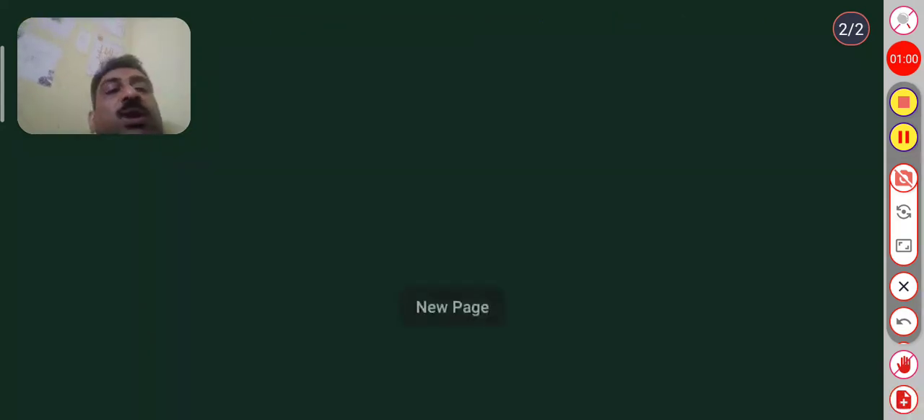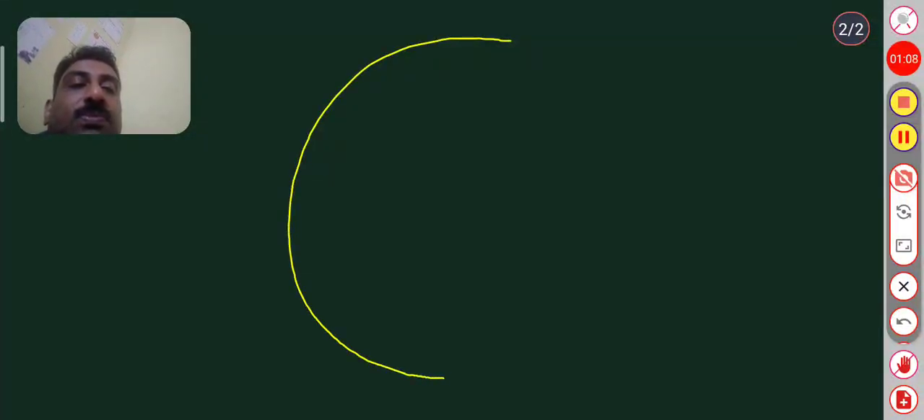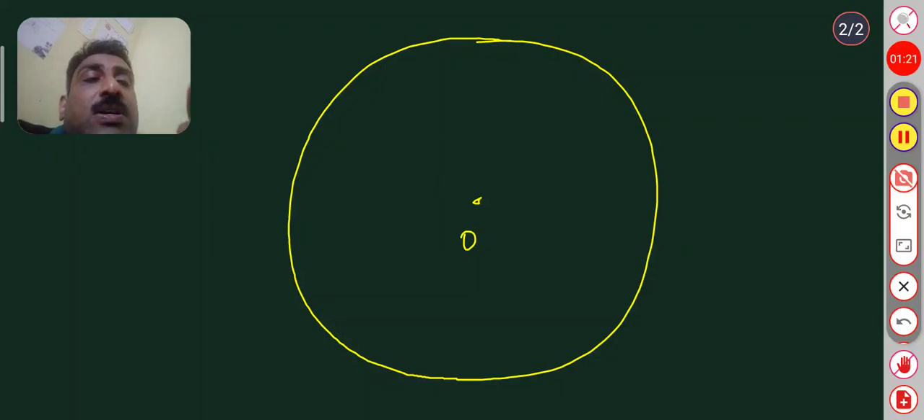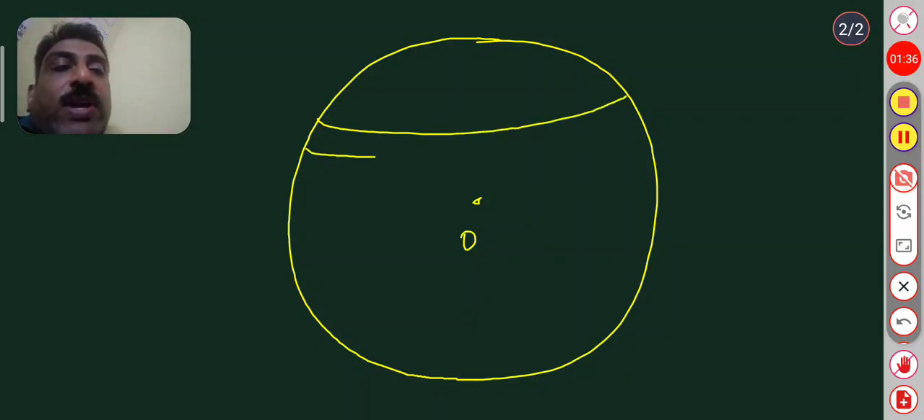Now let us consider a sphere. So I'm going to take a sphere. Let this be a sphere and let this be the center of the sphere, let me call it O. Now you can consider the sphere as made up of so many rings. Let me take one ring like this.